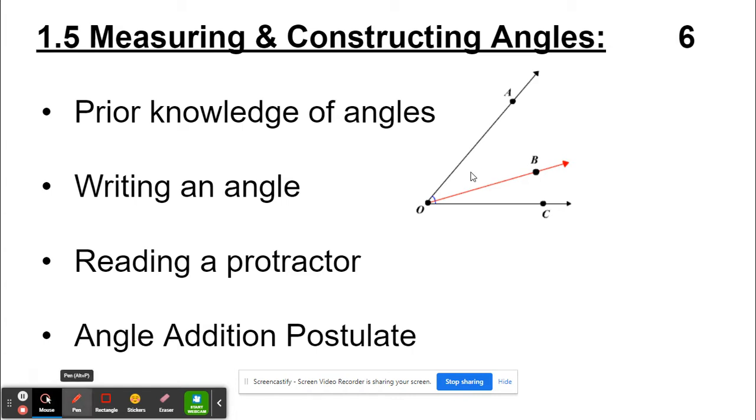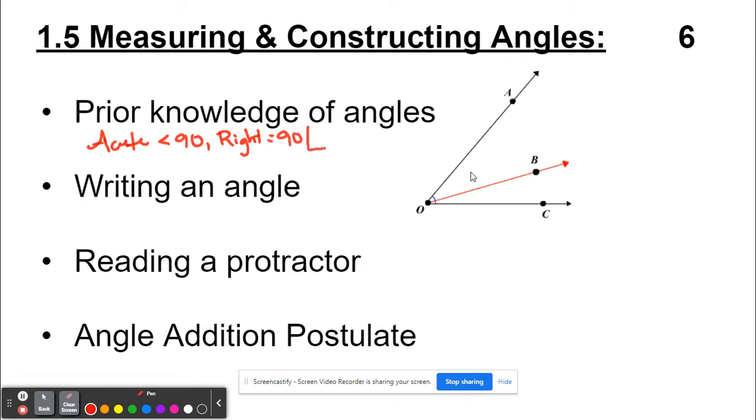So the first thing is acute. That is a term that you should be familiar with. An acute angle is one that is less than 90 degrees. Those are a little bit smaller. Right angles are equal to 90 degrees. Those are the ones that, when we write them, they've got the little box in here.